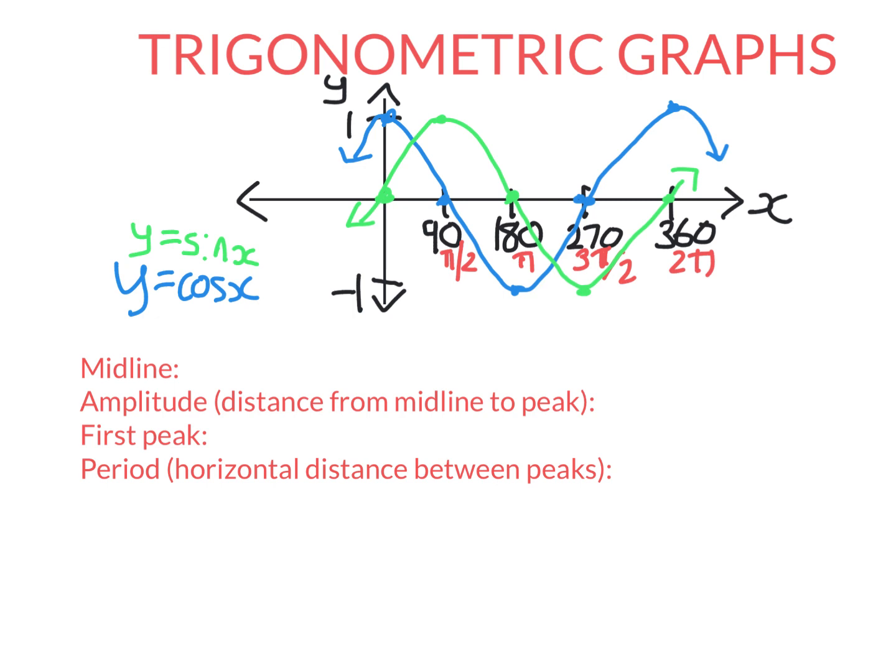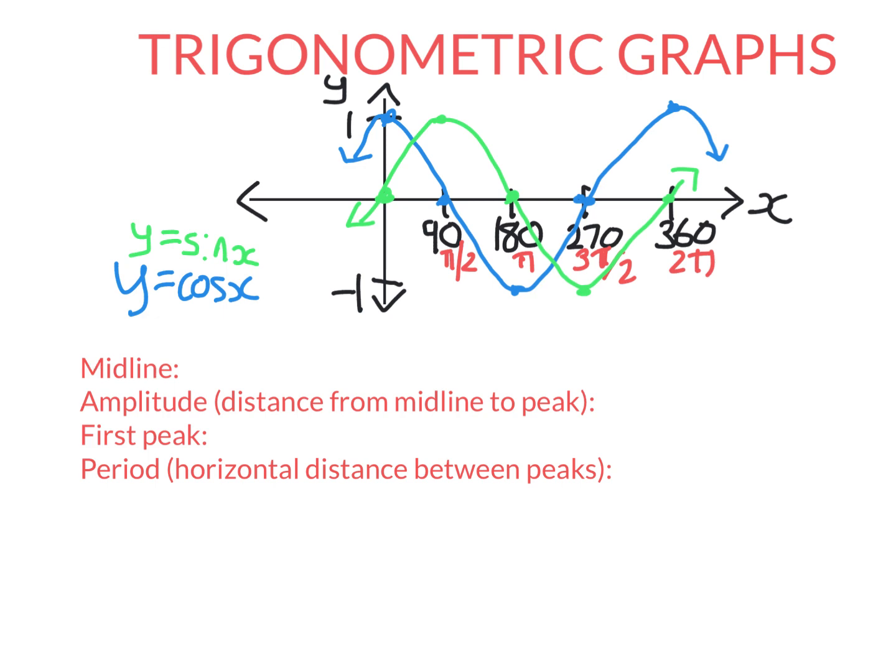It turns out that sine and cos are what we call phase shifts of each other. If you move the blue graph, cos, over by 90 degrees, you get the sine graph. If you move the sine graph to the left by 90 degrees, you get the cosine graph. So let's look at some features of this graph.